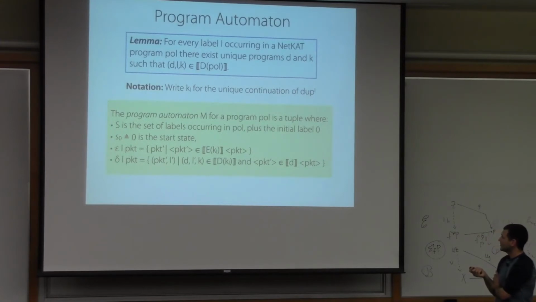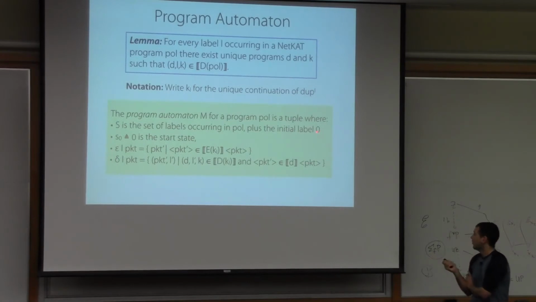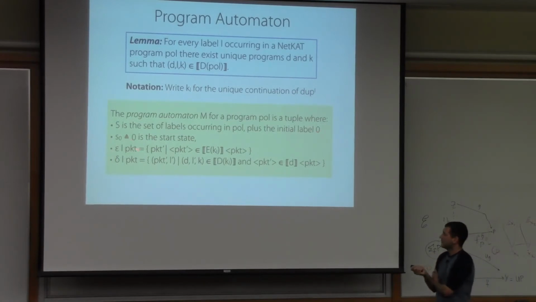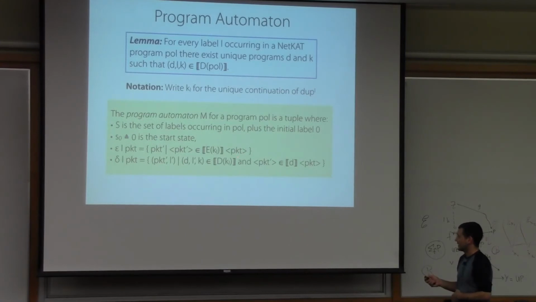So now I can build a program automaton for M by taking the set of states to be the set of labels that occur in the pol plus one initial label 0. I'll let 0 be the start state. And then I just build up E and delta using the semantic properties of the observation and continuation functions. For the observation function applied from a state L on a packet, I'm just going to get all of the packets, packet prime, that you get by running the continuation map of L, taking its observation map, and then the denotation of that on the input packet. And the continuation map is similar.